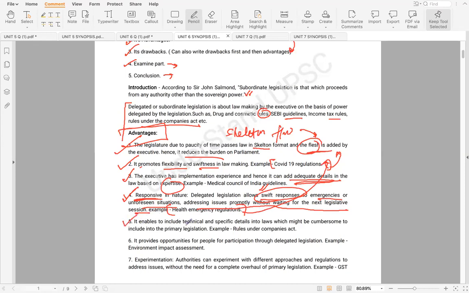Fifth, it includes technical and specific details into laws which might be cumbersome to include in the primary legislation. For example, rules under the Companies Act. Sixth, it provides opportunities for people's participation through delegated legislation. For example, you had environmental impact assessment, you also had EIA guidelines on public opinion, right? So all of this can only be taken into play if the legislature has given it down for delegation.